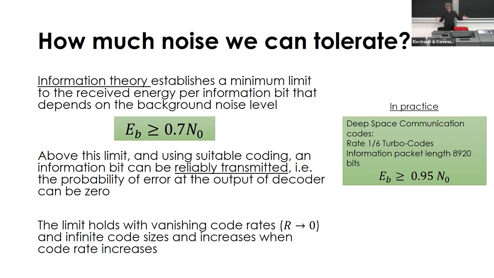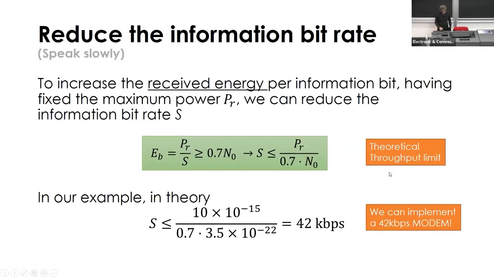And the information packet size, not infinity, is only 10,000 roughly. As a result of this suboptimality, the threshold goes from 0.7 to 0.99. So we need to collect more than 0.99 background noise energy on each bit. How can you receive that amount of energy if you have a fixed amount of power? Of course, you need to reduce the information bit rate. You need to go slowly, speak slowly.